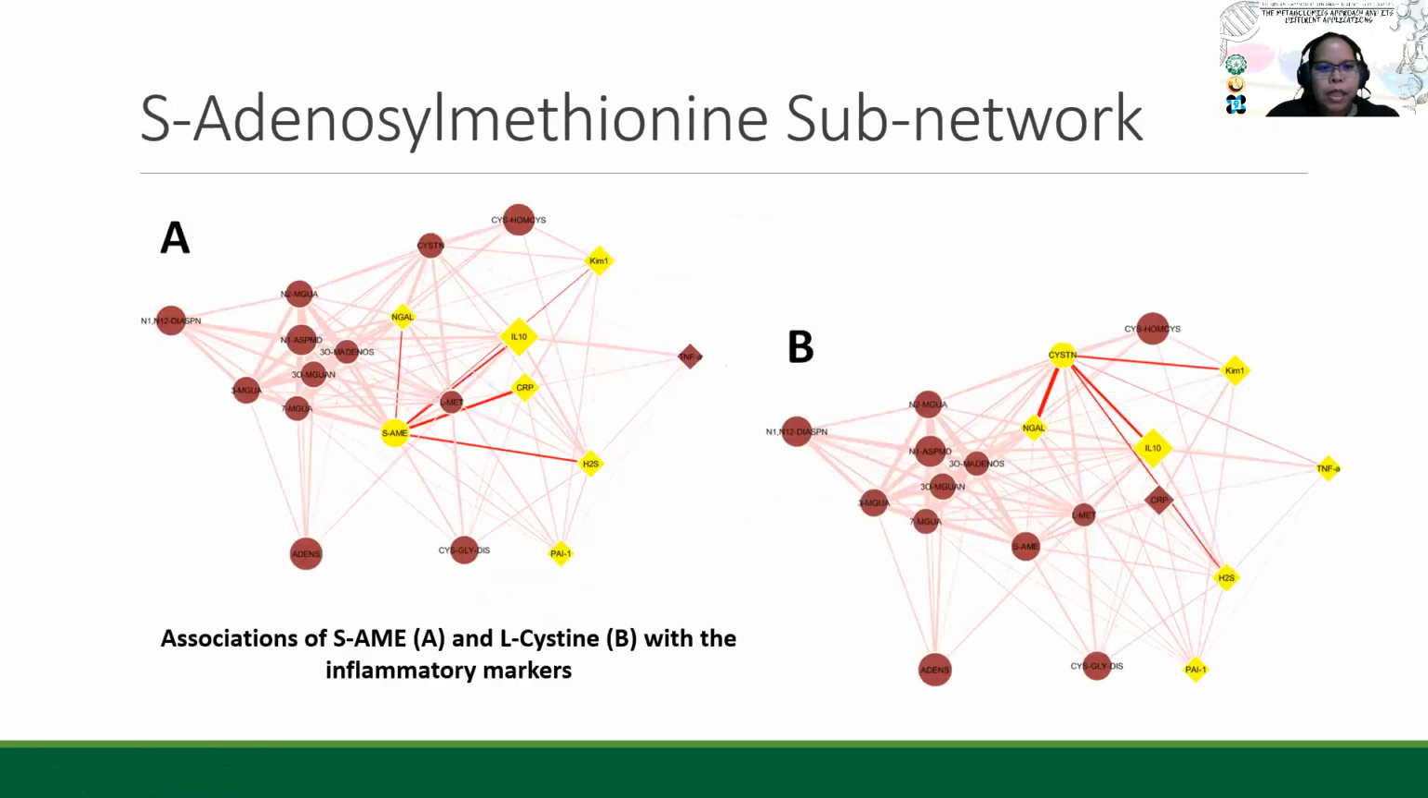This is to show the association of your S-adenosylmethionine and cysteine with the inflammatory markers. So S-adenosylmethionine is actually a metabolite that has been implicated in the modulation of the inflammatory response. And as you can see here, there is a direct relationship of this metabolite with these different inflammatory response markers.